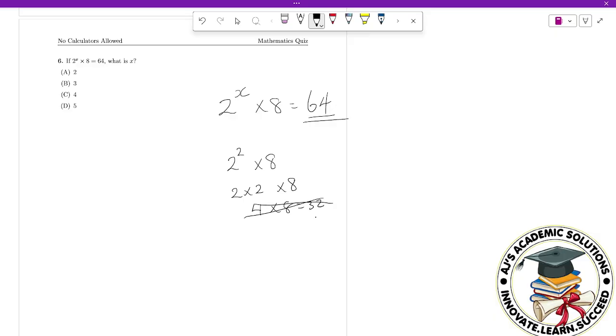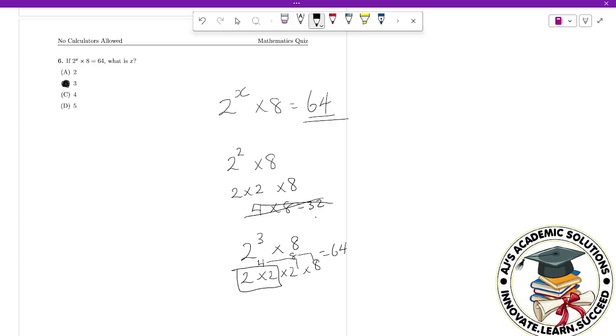Let's do 2 to the third now. So we'll do 2 to the third power times 8, which is 2 times 2 times 2 times 8. 2 times 2 is 4. 4 times 2 is 8. 8 times 8 is 64, which indicates that this answer here is B.